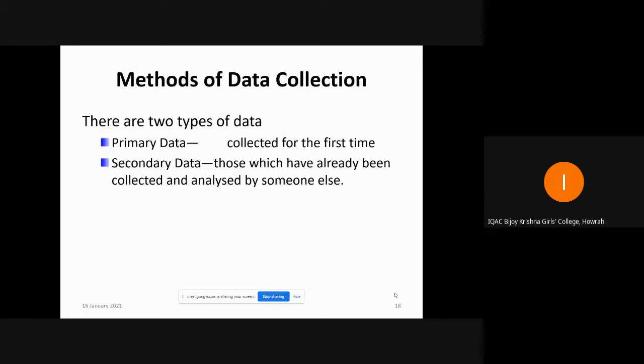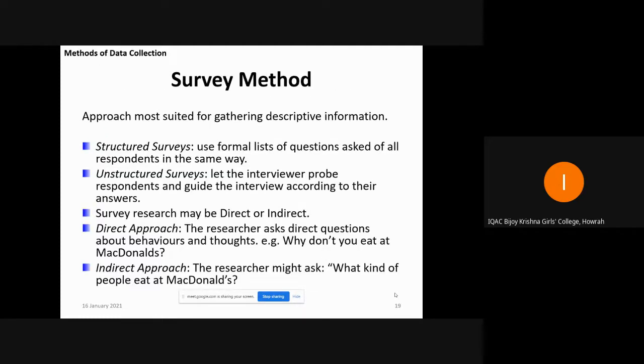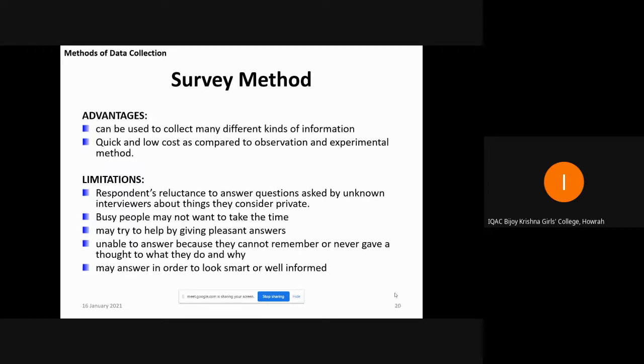The objective of the research study: you already know there are two types of data, primary and secondary. Primary data means data collected for the first time, and secondary data is data already collected and analyzed by someone else. I'm not going into detail because today I'll explain the quantitative part and basically the survey method. These are basically used for qualitative research. For any method, there are some advantages and some limitations also.